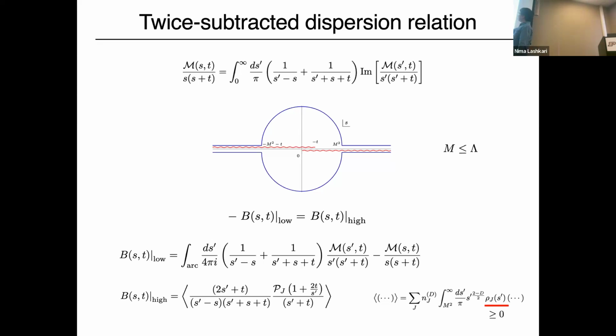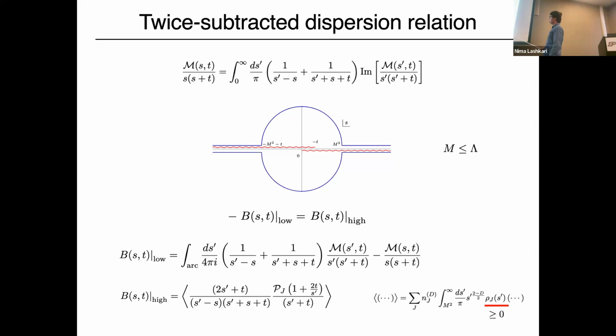On the other hand, you can separate this contour into 2 parts. You choose a scale M that has to be below your EFT cutoff, and then you separate it into this low energy part where the contour is below the scale M, and some high energy part where it's just above the scale M. The low energy part is something you can compute using your EFT. But the high energy part we don't know, but using Lorentz invariance, you can show that it can always be written in this form. So I'm introducing this bracket notation, which is just an integral against this rho of J.